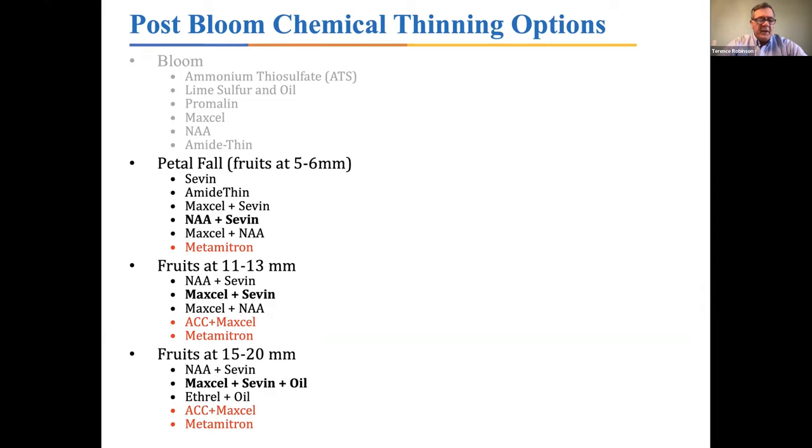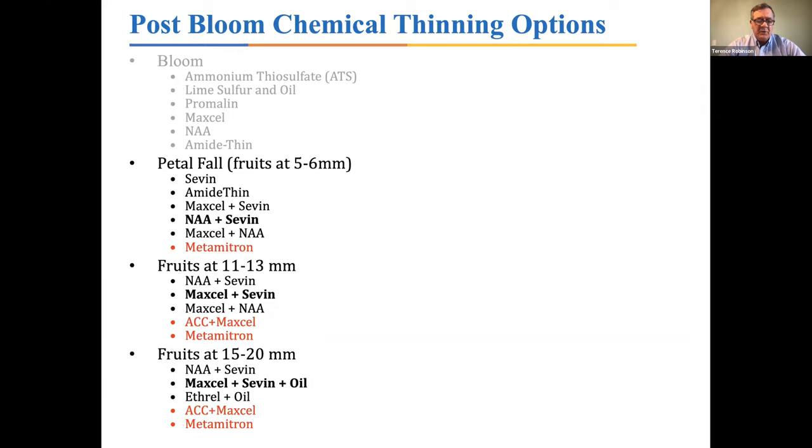For the last spray, if needed, we have struggled in the past to get any thinner to work when fruits are 15 to 20 millimeters. I put NAA and Sevin on the list, but it almost doesn't do anything. The plant loses sensitivity to NAA very quickly once fruits pass 15 millimeters, but we've had better success with Maxcel and Sevin with a pint of oil mixed as a surfactant. That's where we've gotten the best thinning from this late timing.